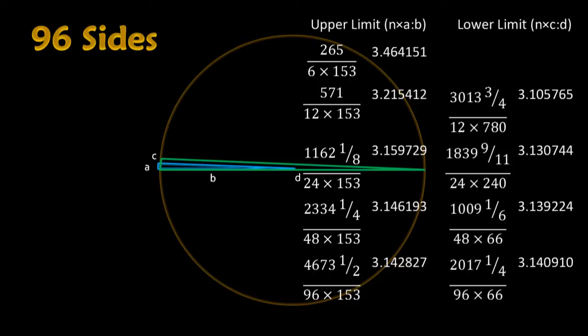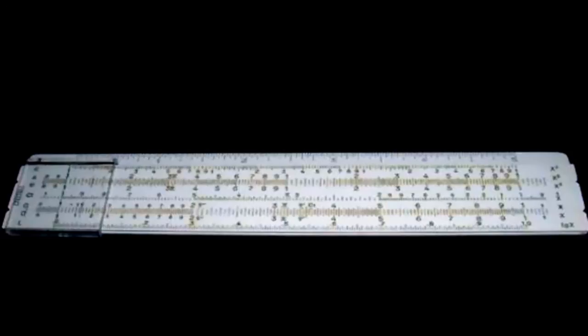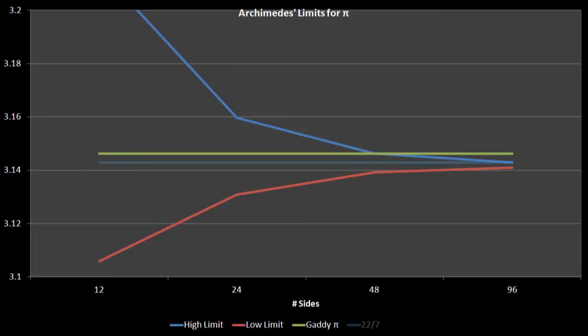And he did all this before the invention of trig, or calculus, or even those analog calculators some of us used back in high school. If you look at Archimedes' limits for pi at each iteration, you'll see that Gaddy's pi falls outside the limits, starting with a 48-sided polygon. A better approximation would be 22/7, Archimedes' upper limit. Even good old 3.14 is a closer approximation to pi than the square root of 2 plus the square root of 3.